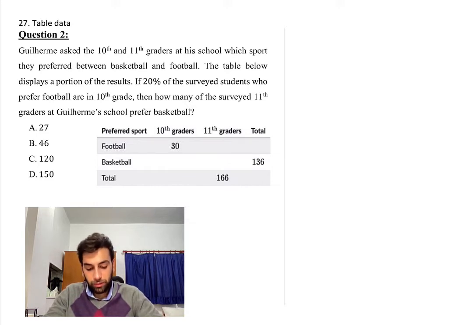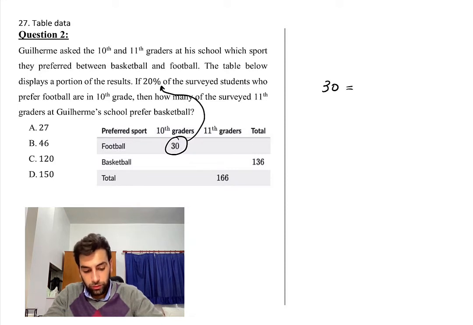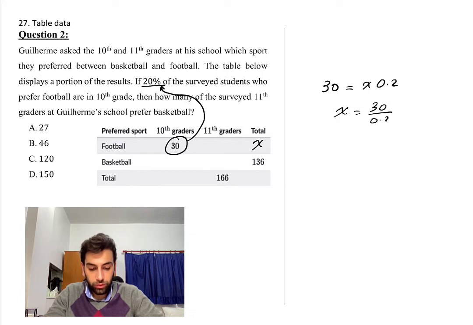Now, looking at the table, we notice that this value is for the 20% from the 10th graders who prefer football over basketball. Thus, this 30 students is equal to X, which is the total of students in the 10th grade, multiplied by 0.2, which is the percentage. Thus, my total number of students who prefer football is 30 divided by 0.2. Thus, it is 150 students who prefer football.